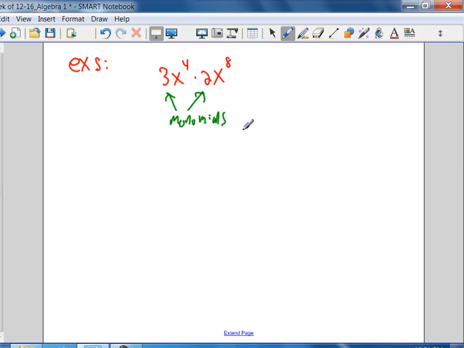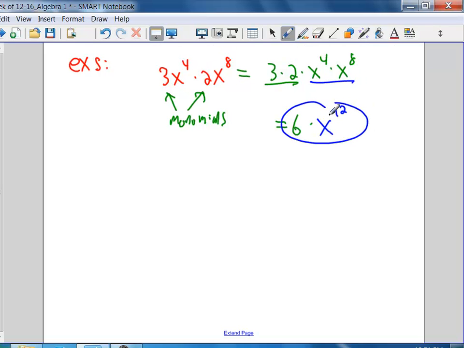Monomials. We know the base is the big part there. Underneath, we're going to keep the base out of the exponent when we do that. Just a real quick rearrange, just remember, this is what you're kind of doing in your head, because you know that it doesn't matter what order you put them in. Well, we're going to multiply these together and get 6, and then we're going to multiply these two things together, and we're going to keep the base and add the exponent, and that's going to be our answer.